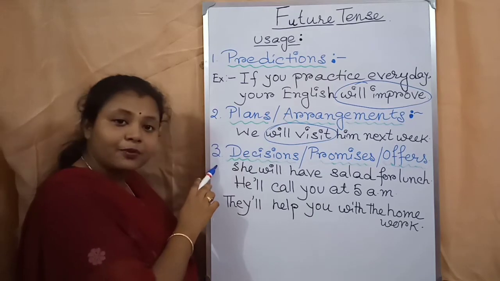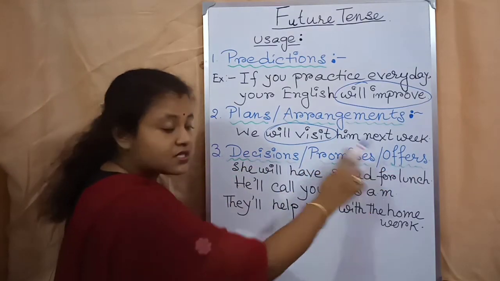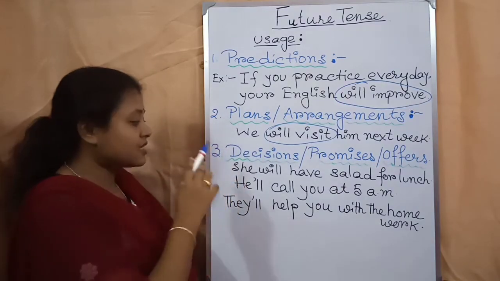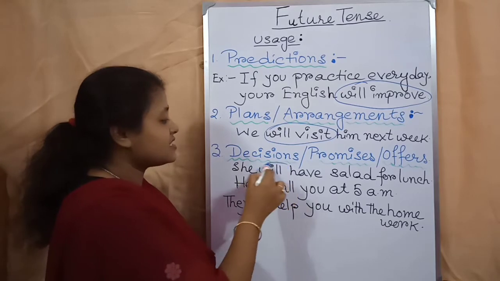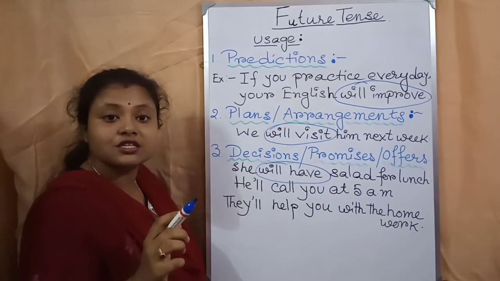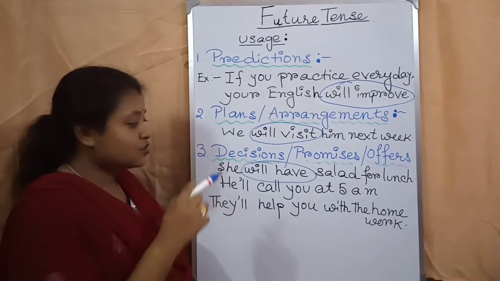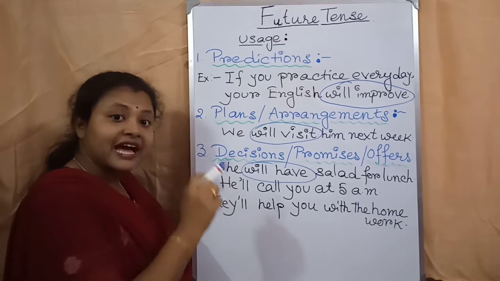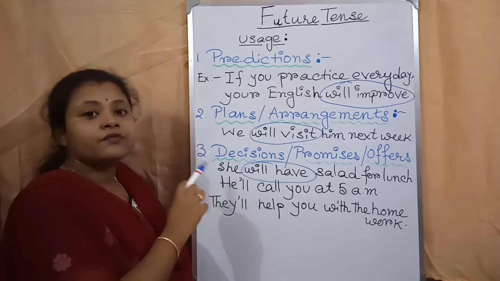Now come to the third point. Decisions, promises and offers. In making future decisions, here I have given the example: she will have salad. Here she is making a decision that she is going to have salad for lunch. So it is a decision that she will carry out in future. That is why I have used the future tense here.